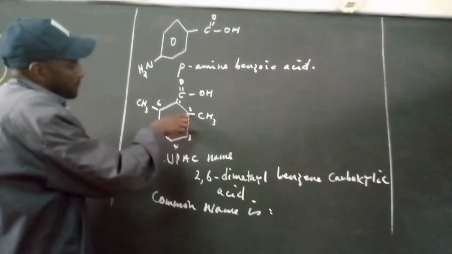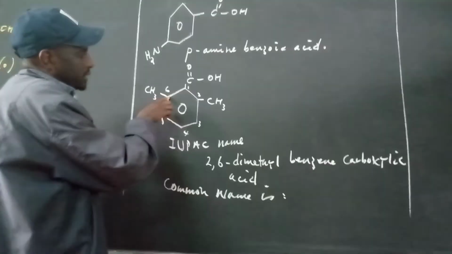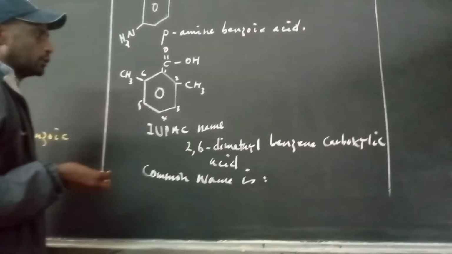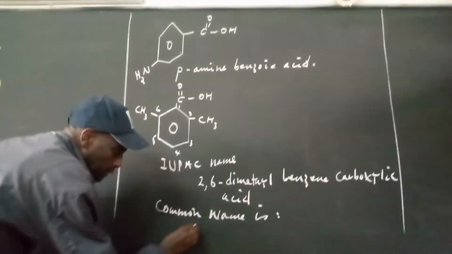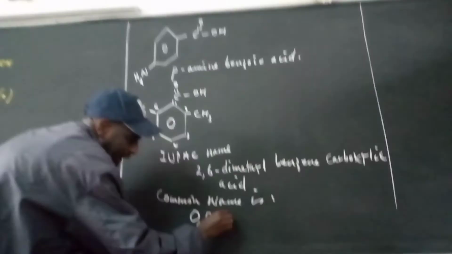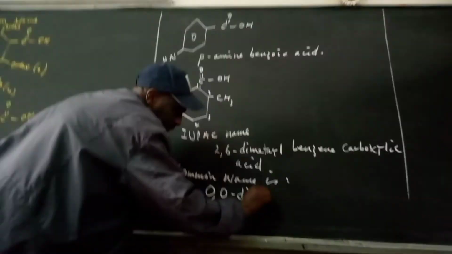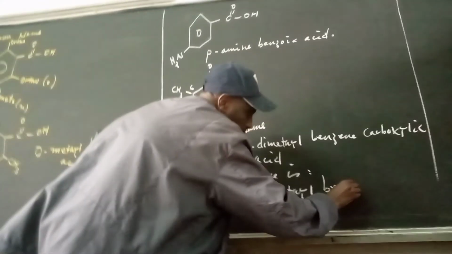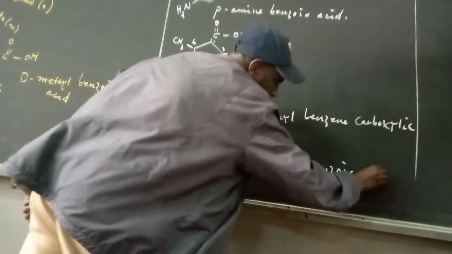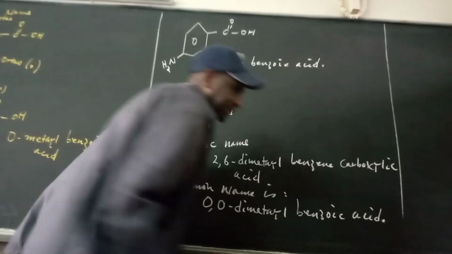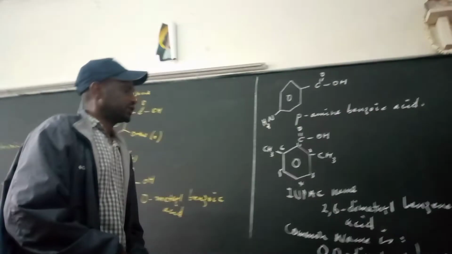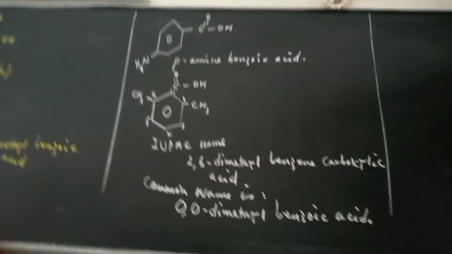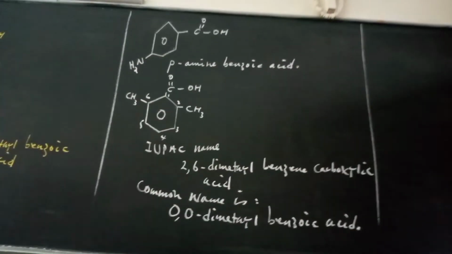Its common name: this is the second carbon, and this is also the second carbon. They are ortho positions. Therefore, it is O-dimethyl benzoic acid. This is how to give the common name and the IUPAC name for benzoic acid.